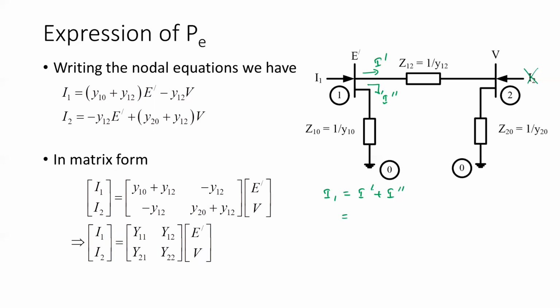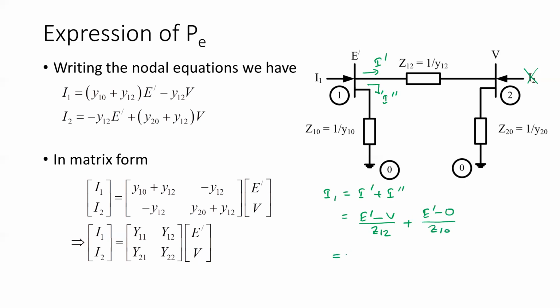I dash is equal to what? So E dash minus V into Y12. E dash minus V. Say if I want to write in terms of impedance, I'm trying to keep it as simple as possible. So this is my I dash. No one should have a doubt about how we got I dash. Plus I double dash. So what will be my I double dash? E dash minus zero by Z10.